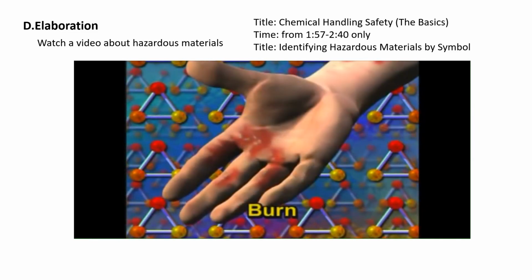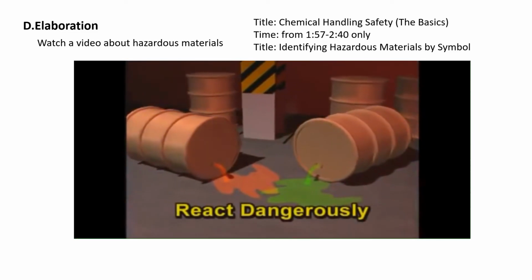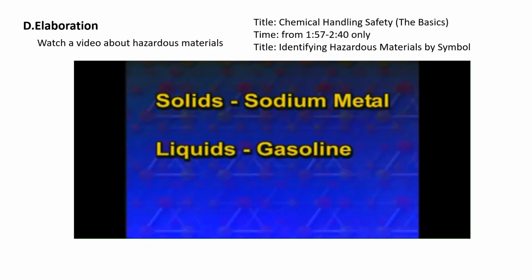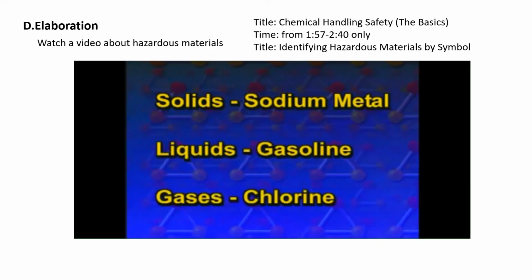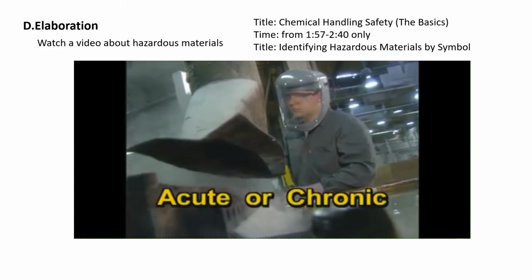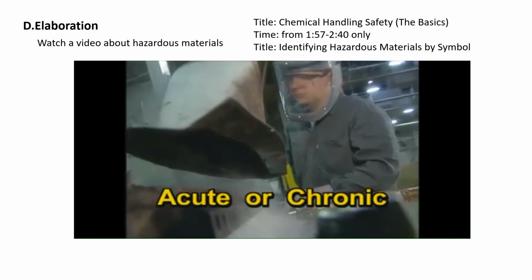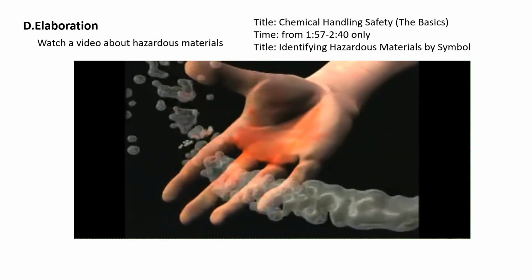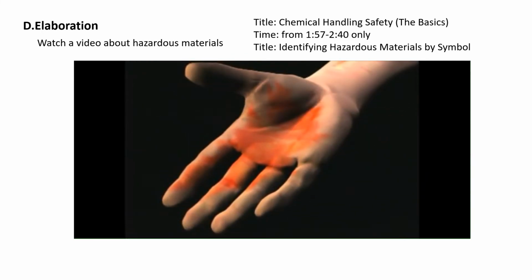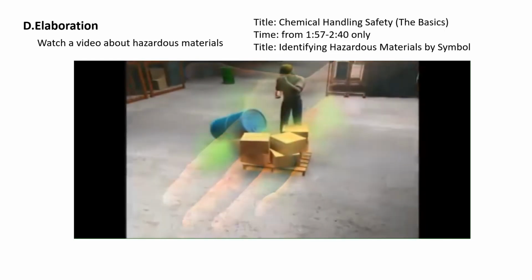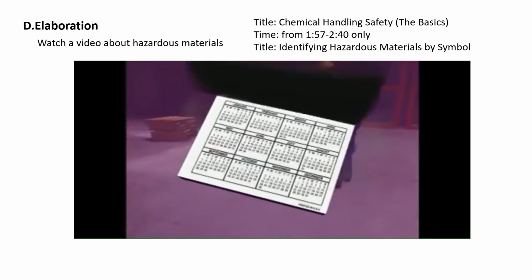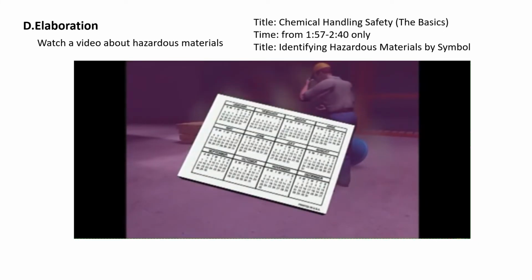They can burn skin on contact, and they can react dangerously when they come in contact with other materials. Hazardous chemicals can be solids, such as sodium metal, liquids like gasoline, or gases like chlorine. The effect a chemical has on your body can be either acute or chronic, depending on the type, frequency, and length of your exposure. Acute effects usually occur rapidly as the result of short-term exposure and typically do not last a long time. Chronic effects develop over time, sometimes showing up many years after the exposure. They are usually the result of repeated or long-term exposure.